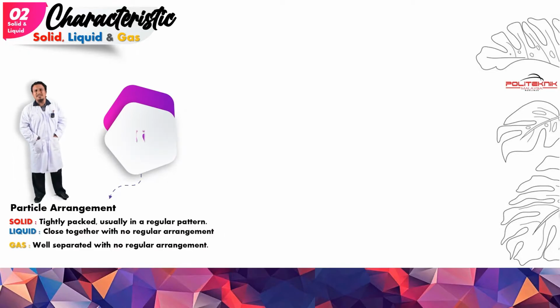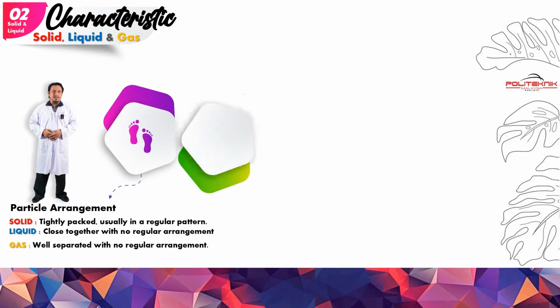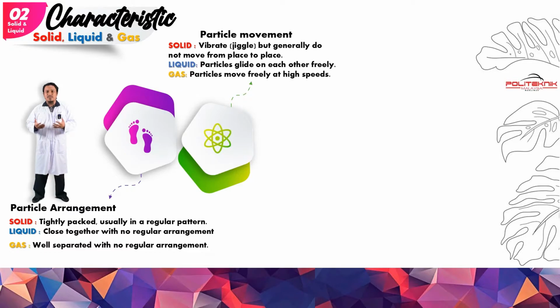Okay, so guys, these are some of the characteristics of solid, liquid, and gas. Let us say particle arrangement. For solid, it is tightly packed, usually in a regular pattern. For liquid, it is close together with no regular pattern, while for gas, it is well separated with no regular pattern. For particle movement, the solid will vibrate or jiggle, but generally do not move from place to place. For liquid, the particles glide on each other freely, while for gas, the particles move freely at high speeds.